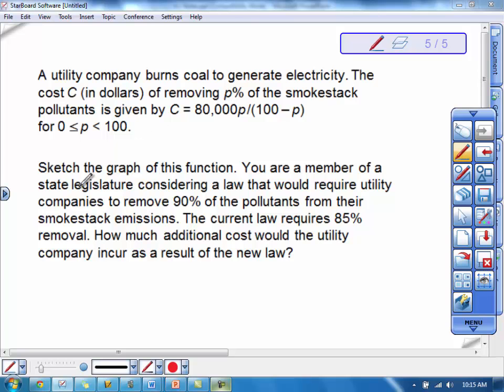Okay, so sketch the graph of this function, and then answer the question: if we change the rate or the percentage from 85 to 90%, how much additional cost would that be? So currently, it's 85% that the state law requires. If we go to 90%, so we can advertise that our company is environmentally friendly, how much additional cost would that be? Let's go ahead and try to answer this real quick.